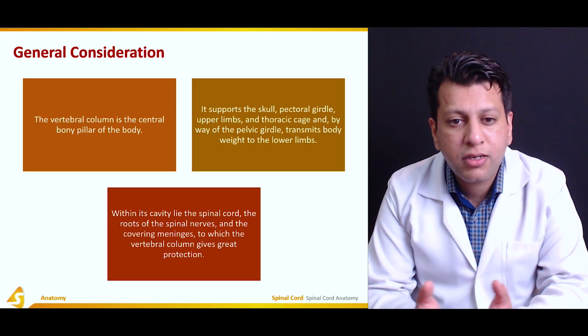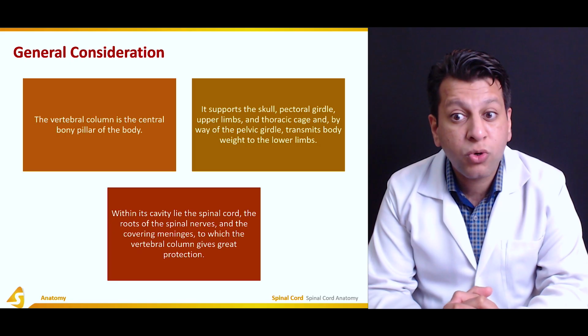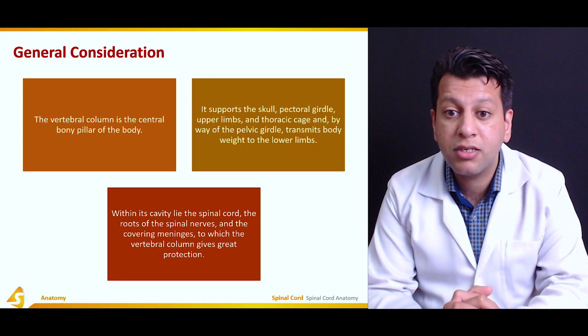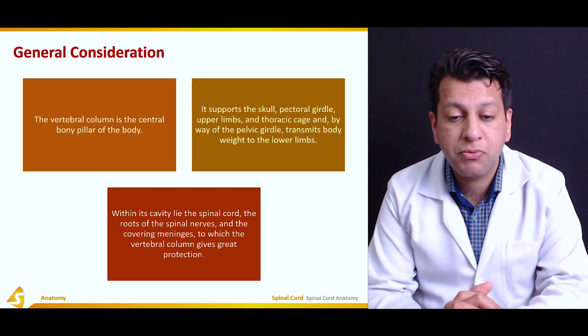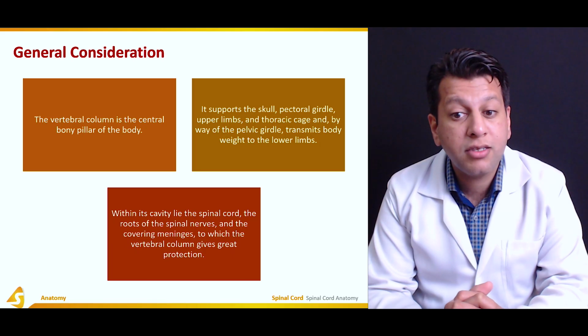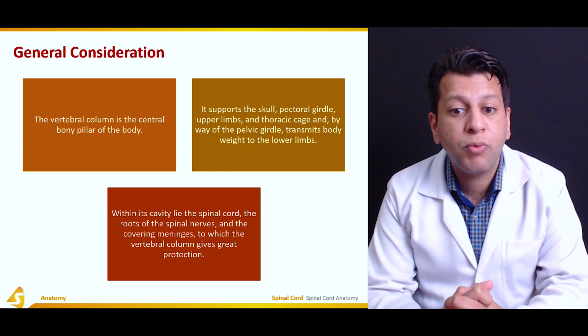So, what are the general considerations? The vertebral column is the central bony pillar of the body. It supports the skull, pectoral girdle, upper limbs, and thoracic cage, and by way of the pelvic girdle transmits the body weight to the lower limbs. Within its cavity lie the spinal cord, the roots of the spinal nerves, and the covering meninges, to which the vertebral column gives great protection.